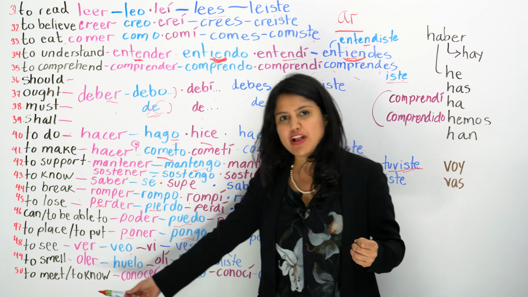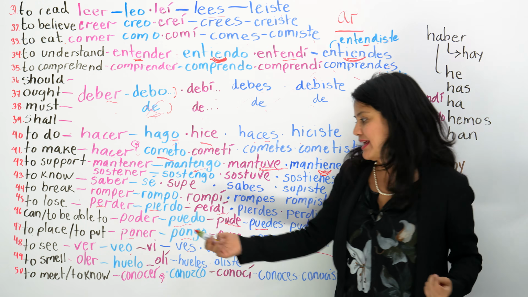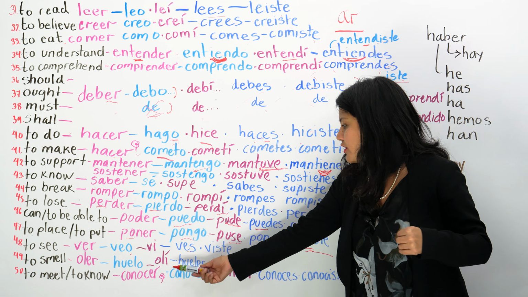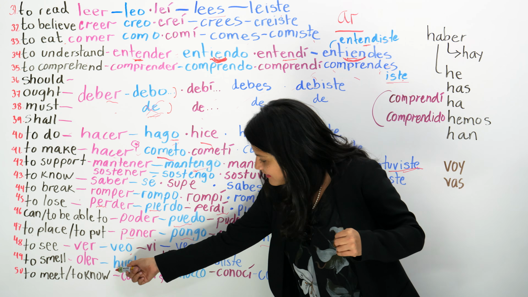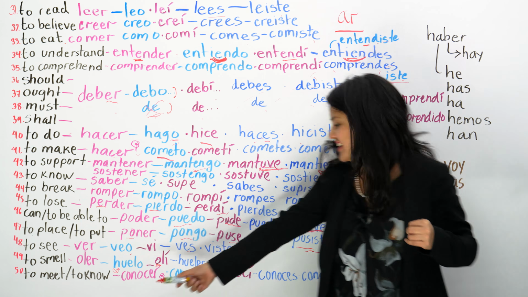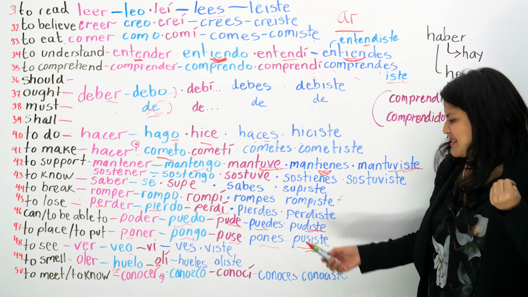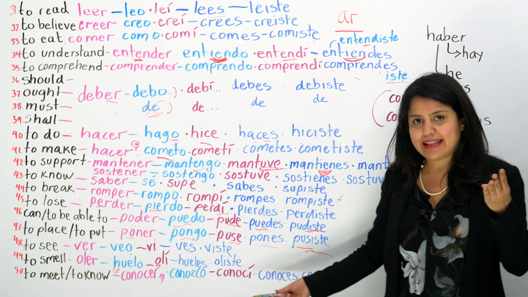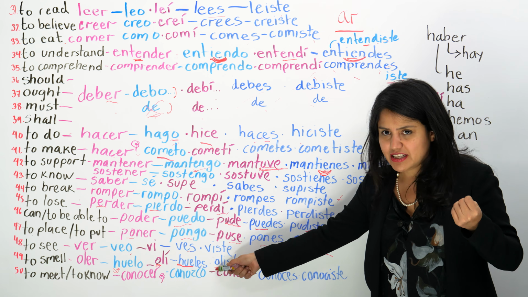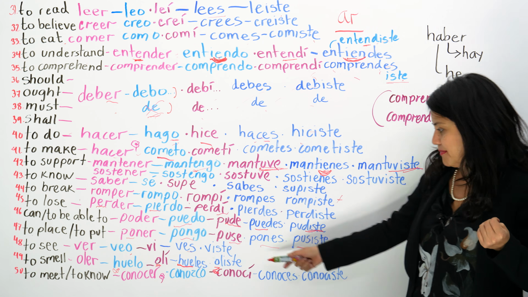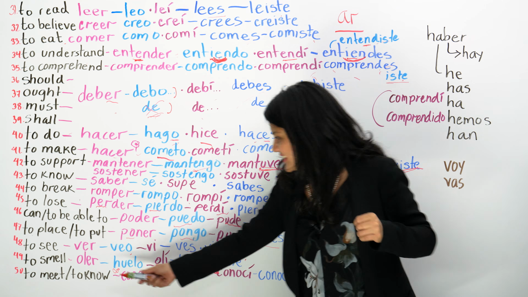To smell, oler. Yo huelo mal. I smell bad. No, yo huelo bien. Yo olí. See, here there's no H, and here there is an H. Olí. Ayer olí algo raro. I smelled something funny. Tú hueles, with H. Tú oliste, without H. En el pasado, without the H. En presente, with H. Very important.